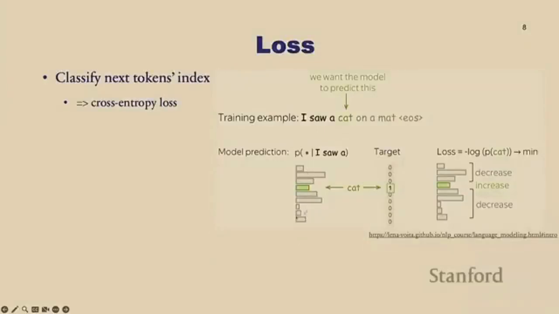This is the distribution that you generated, and basically you do cross-entropy, which really just increases the probability of generating cat and decreases the probability of generating all the other tokens.